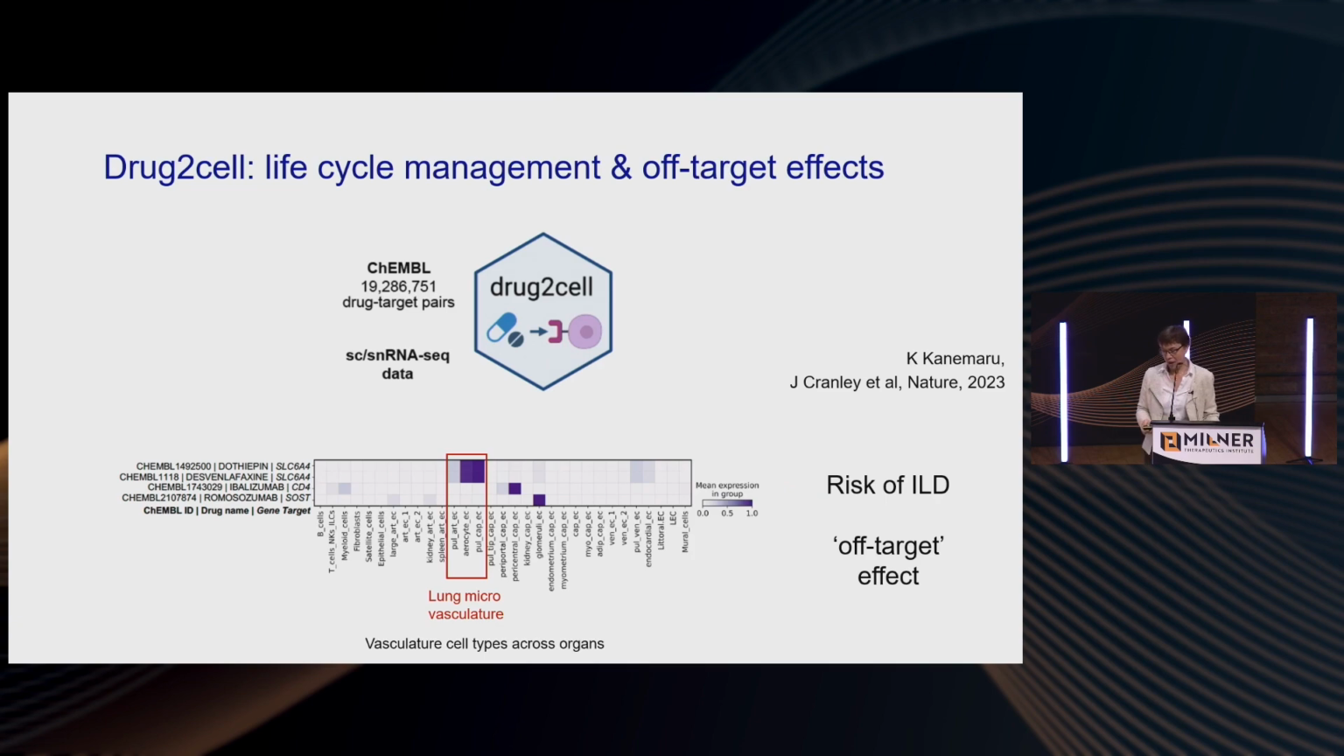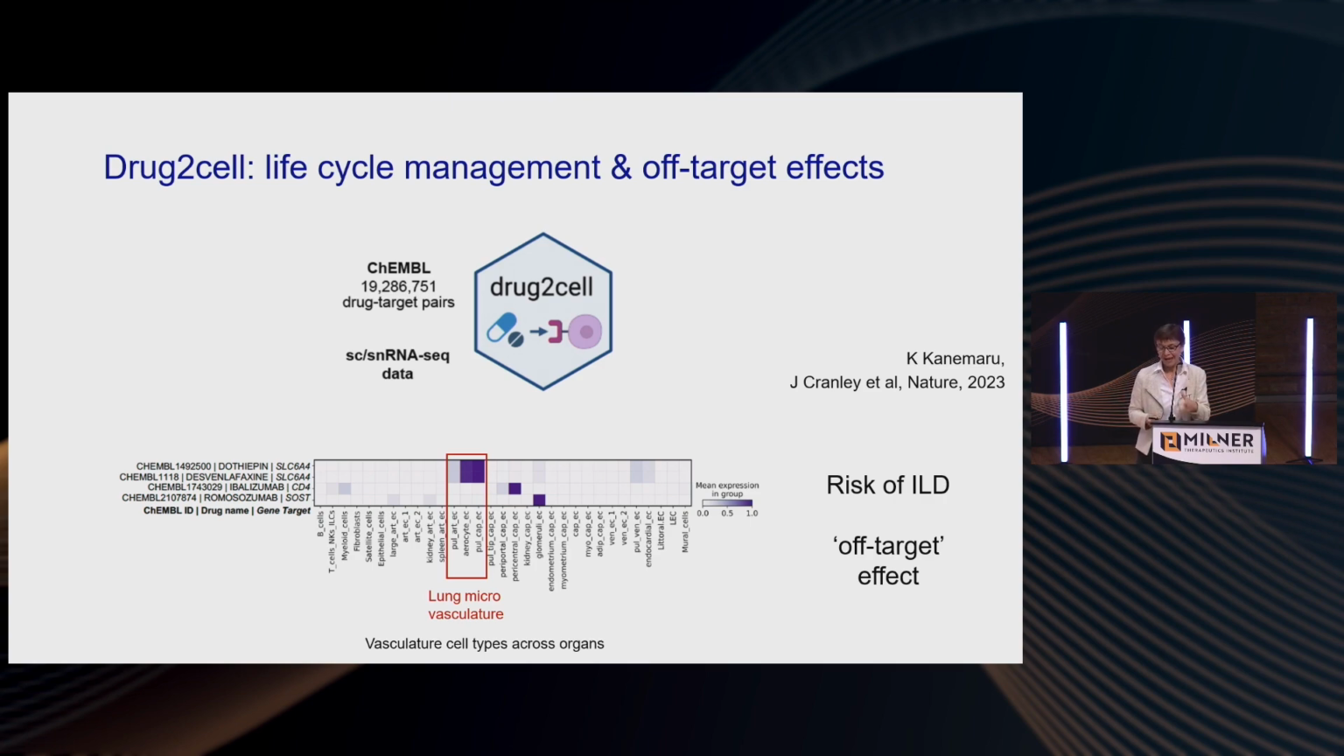This is where we've developed another computational tool in the lab that we call drug to cell. This was published by Kazumasa Kanemaru and James Cranley in the lab last year in Nature in a heart cell atlas. What they did is take the ChEMBL database of drug target pairs, so there are about 20 million or so, and then link this data with the single cell and single nuclei data that we have in the human cell atlas. So for any drug that you apply, you can now predict which cell type will interact.